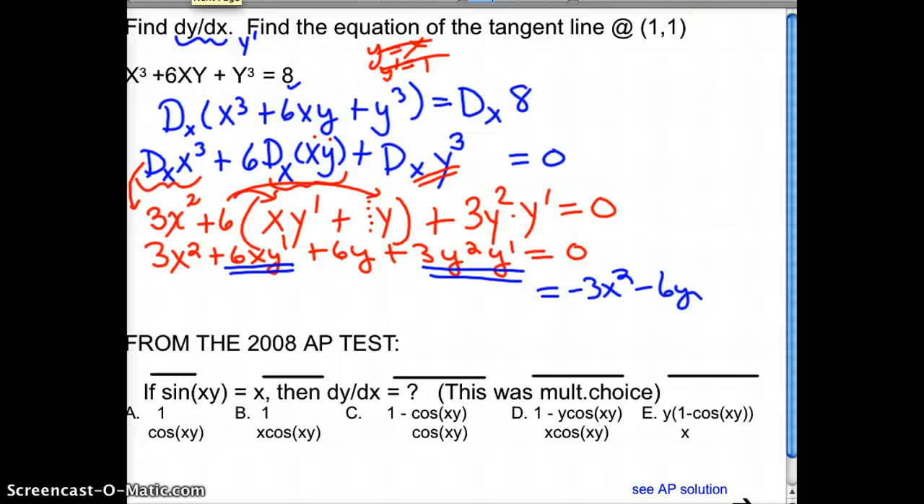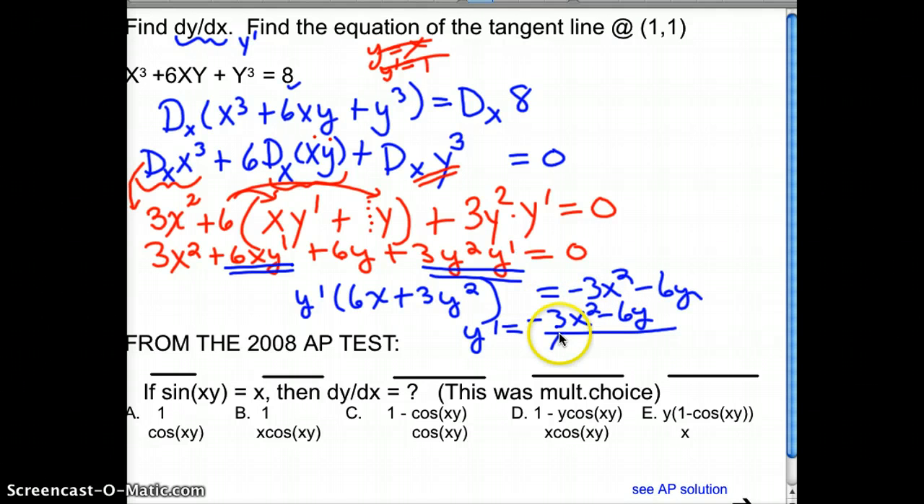So on the left-hand side, I'm going to combine two steps here. I'm going to factor that y prime out right now, so I don't have to rewrite it all again. So I've collected everything involving y prime on the left, and I factored a y prime out. At this point, to solve, I just would divide. So I'd have negative 3x squared minus 6y all over 6x plus 3y squared. And for now, that's all I'm going to do.